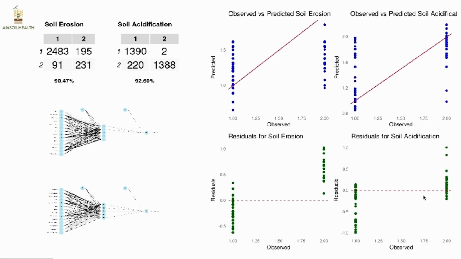As you can see on the left side, the confusion matrices show high accuracy for both predictions, with the model achieving over 90% accuracy in both cases. That means that we can, according to these 16, that means 14 variables, estimate the chance that some location is under erosion or under acidification.